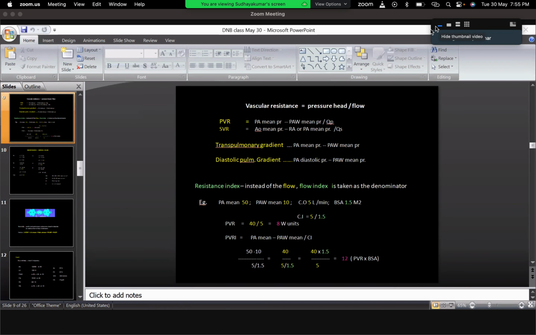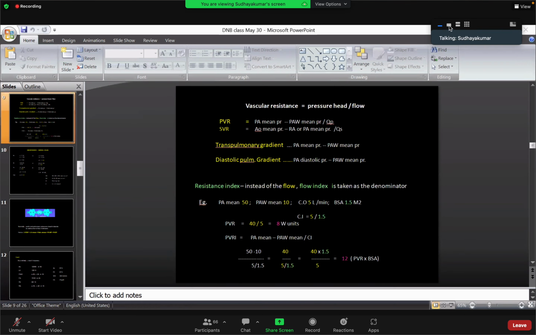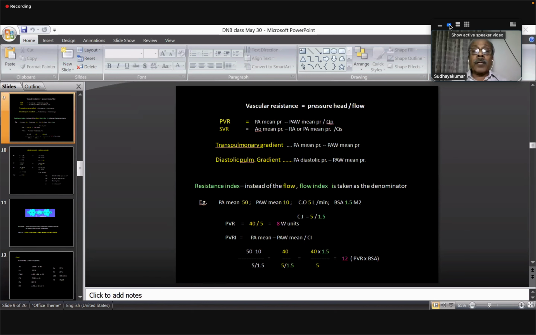This is the way by which that calculation is done, which some of the students are not familiar with. So instead of the cardiac output as the denominator, here you use cardiac index as the denominator, which is 5 by 1.5. And when it comes, this will go up. That is pure arithmetics. So PVR or SVR is the resistance into body surface area.